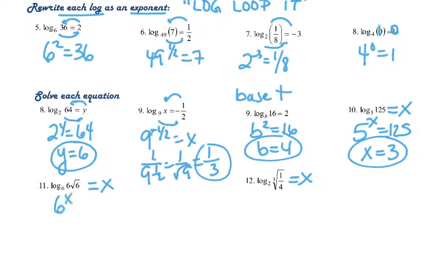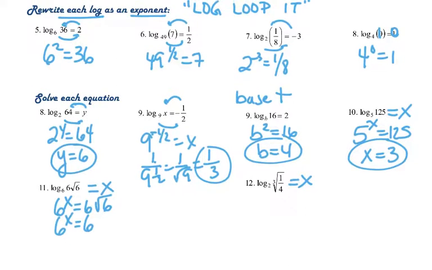6 to what power gives me 6 root 6? You're going to be like, I have no idea, right? Well, think about it: 6 is 6 to the 1st, and the square root of 6 is 6 to the 1/2, right? And what happens when you multiply powers? You keep the base and add the powers. So 1 plus 1/2 is 3/2. So x here is 3/2.